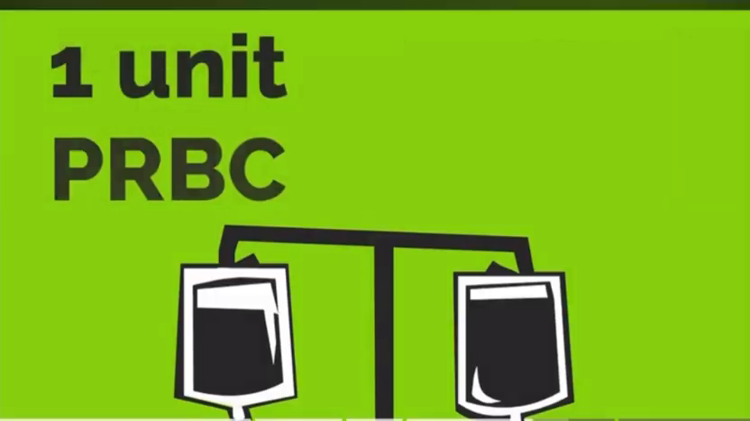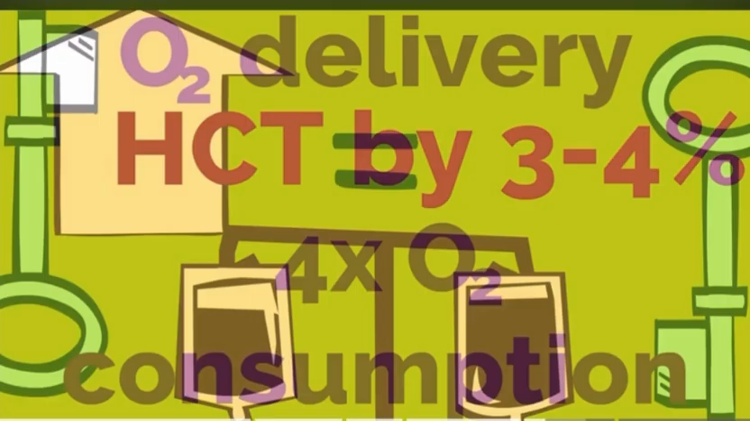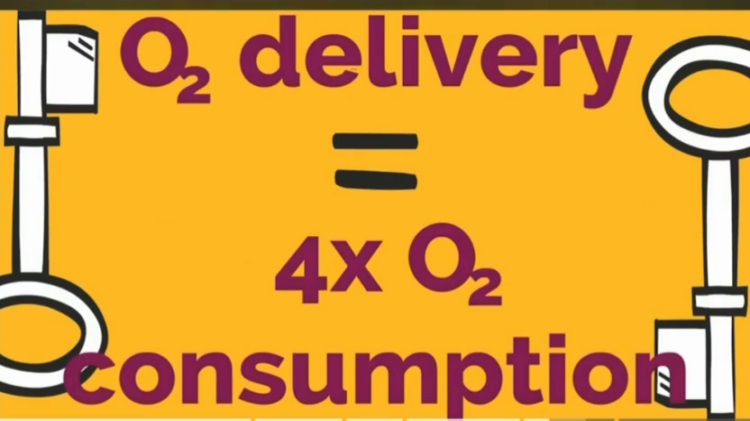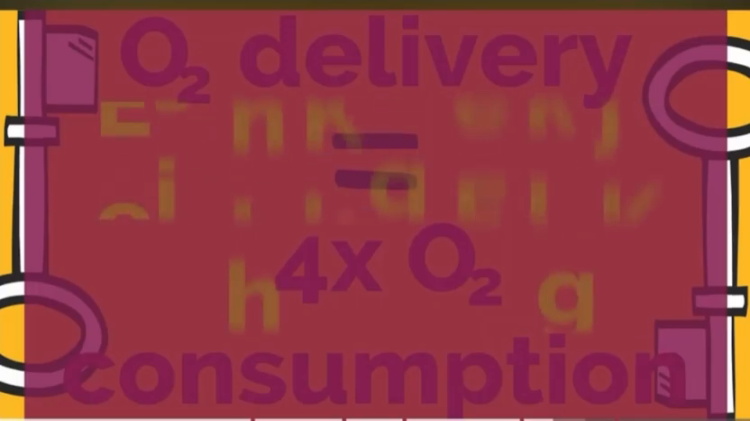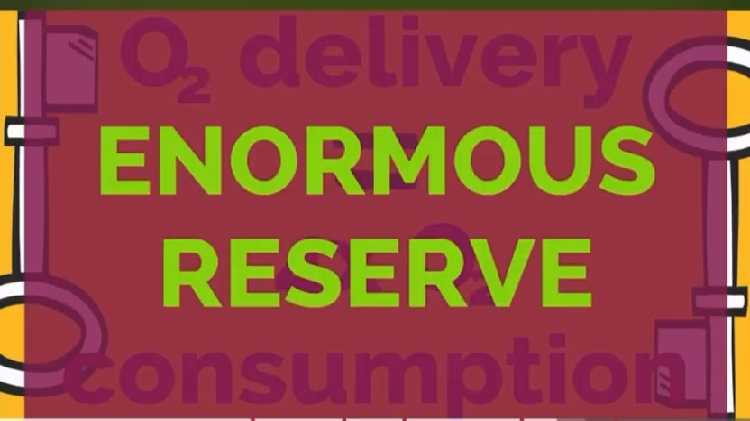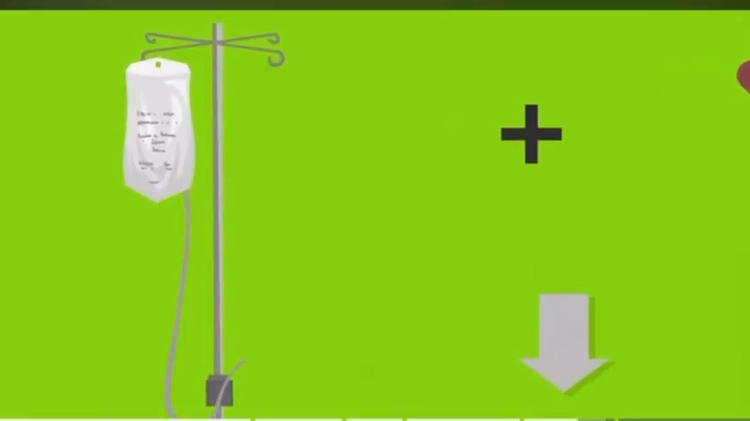Let's conclude that 1 unit of packed red blood cells raises the hematocrit by approximately 3 to 4%. A key point to remember is that oxygen delivery is greater than 4 times oxygen consumption, so there is always enormous reserve. Why it is so important for our anesthesia colleagues to aggressively give IV fluids during a hemorrhage in order to maintain this intravascular volume.